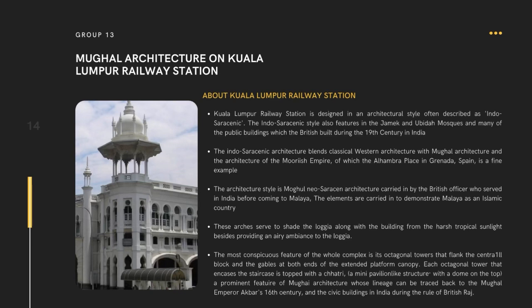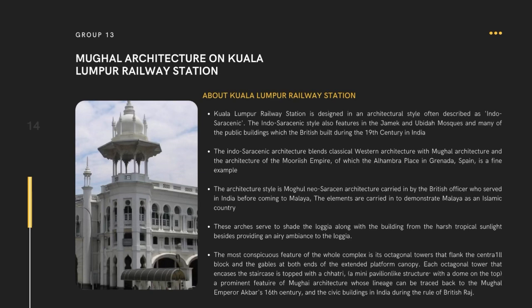The architecture style is Moorish Neo-Saracenic architecture carried in by British officers who served in India before coming to Malaya. The elements were carried in to demonstrate Malaya as an Islamic country. These arches serve to shade the loggia along the building from the harsh tropical sunlight, besides providing an airy ambience to the loggia. The most conspicuous feature of the whole complex is its octagonal towers that flank the central block and the gables at both ends of the extended platform canopy.